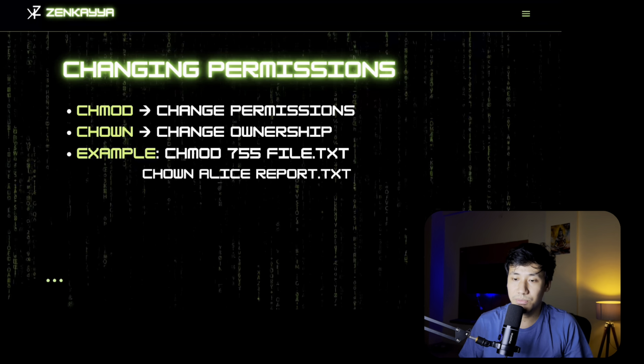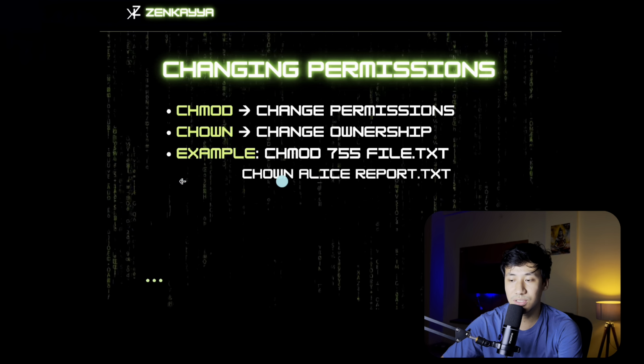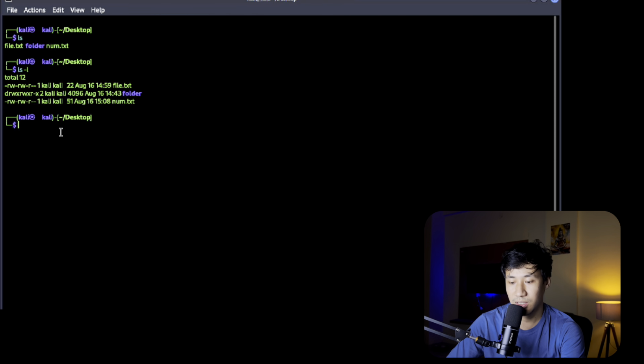All right, now changing permission. If you want to change the permission of a particular file, how can you do it? Changing permission is nothing but chmod, and changing ownership is nothing but chown. Okay, example. Here one example is given, chmod 755. Let's do it. Look at this file.txt. It is rw-r--r--. Just remember this.